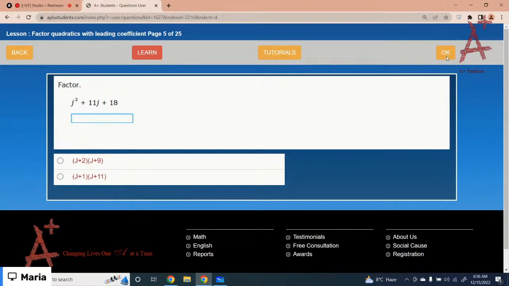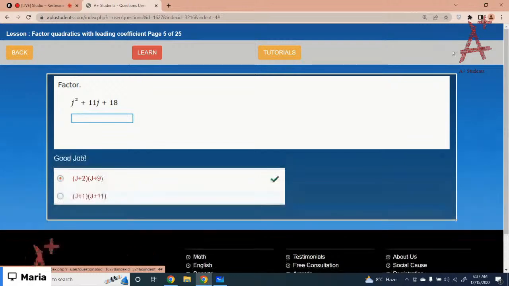Yes, it would be the first option, because when you add 2 plus 9, it makes 11. You have the 11j, and when you multiply them, 2 times 9 makes 18, and you have 18 in the equation. Got it? So that means the first option is the correct one. 9 times 2 makes 18, and 9 plus 2 makes 11. So the first option is the correct one. Got it? So just select the correct option, then click on the OK button.